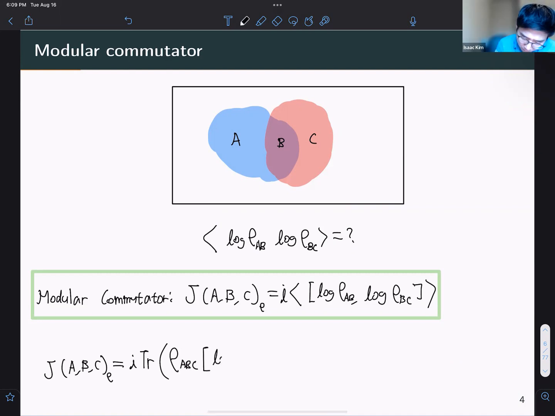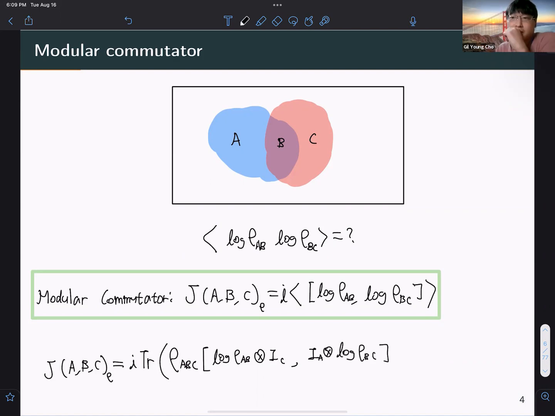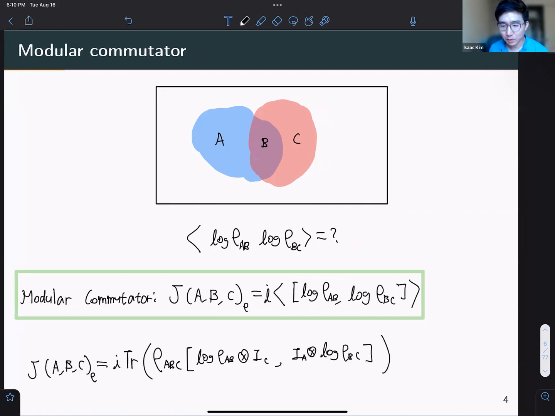What I left out was the tensor product and the identity. Yeah, this is the actual correct definition, but it's usually customary to just neglect the identity, so that's why I didn't write it down.